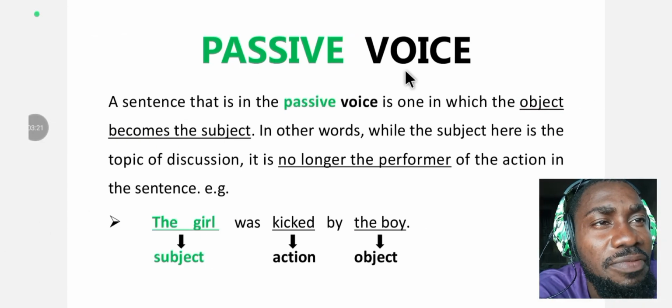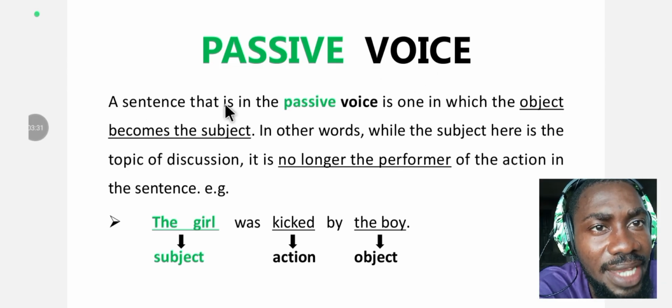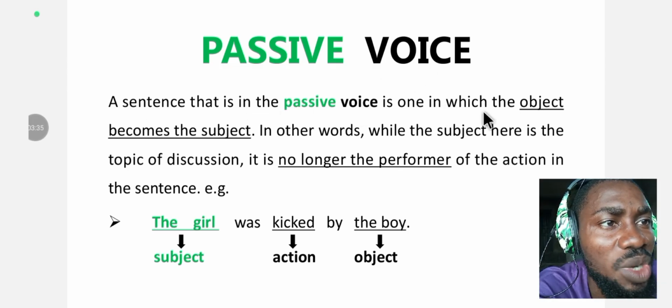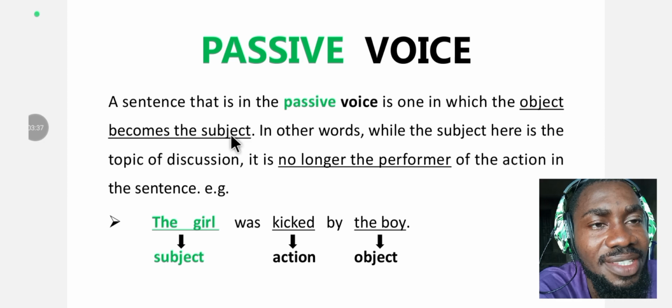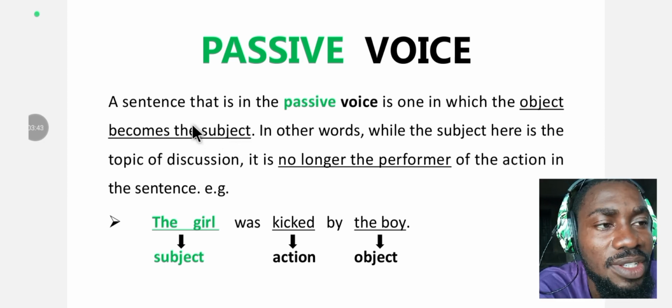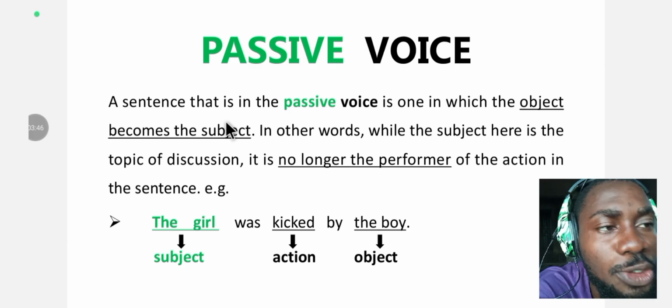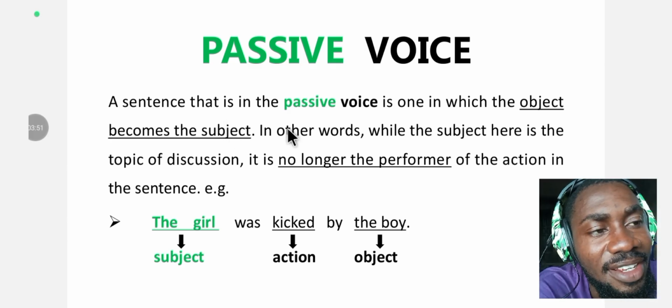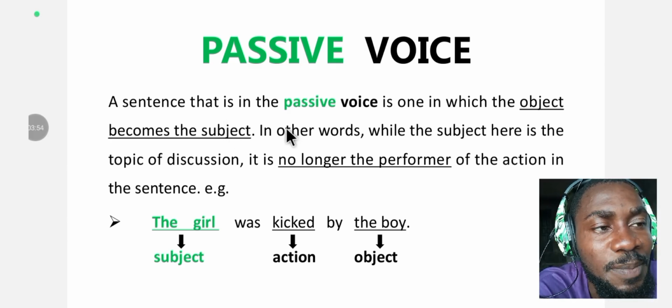Moving on. Passive voice, in contrast. A sentence that is in the passive voice is one in which the object becomes the subject. So it is the opposite of active voice. The object turns to the subject. The ending of the sentence turns to the beginning of the sentence. That's a sentence in a passive voice.